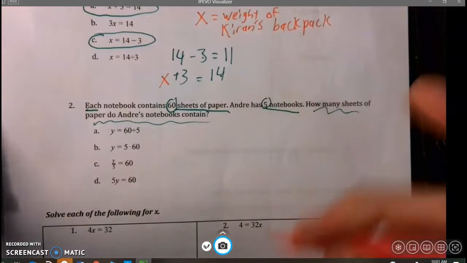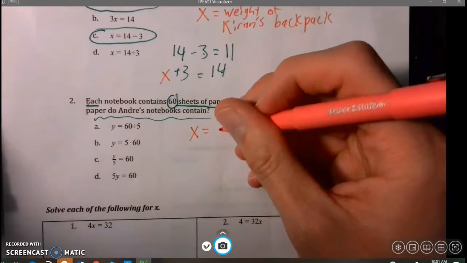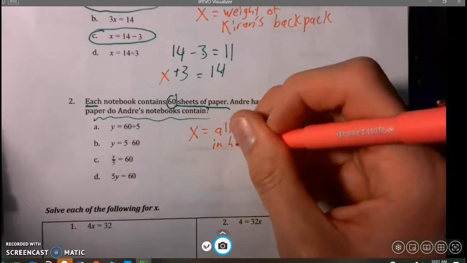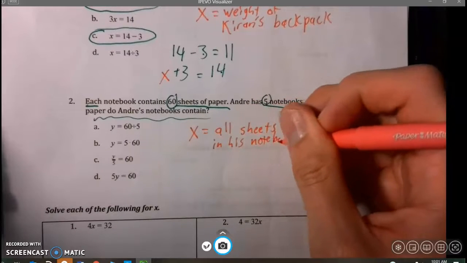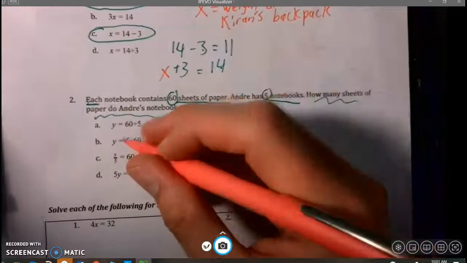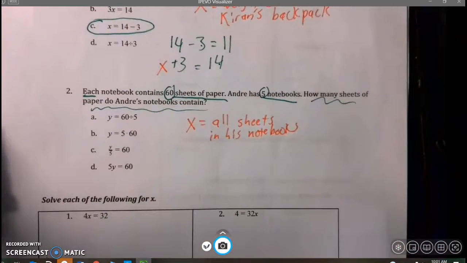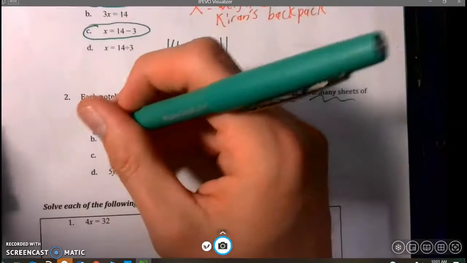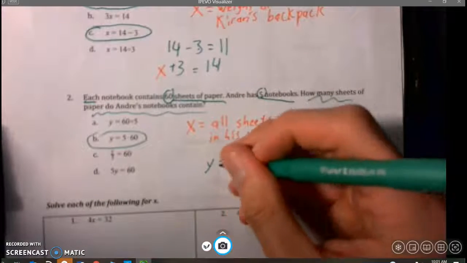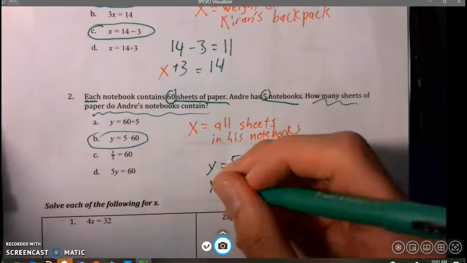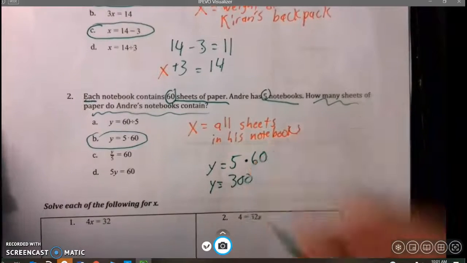Once again, in this case, X is all the sheets in his notebooks put together. Oh, I'm sorry. They used Y here, not X. It should have been Y here. It's important that you do use the correct variable that they use within the problem. So B is an obvious answer. He's got 5 notebooks, each with 60 pages. Multiply them together. He has 300 pages in total.